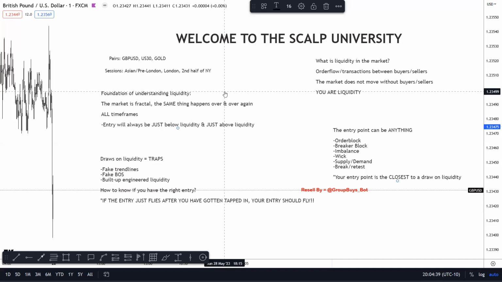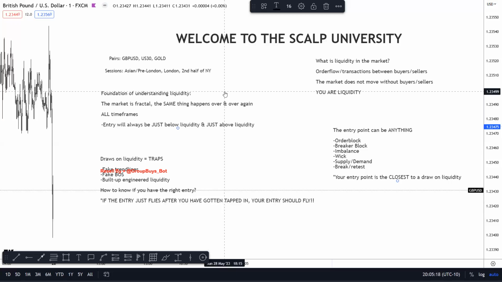I'm definitely going to be going over the foundation on how to understand liquidity from my perspective, how to understand market structure, a little bit more advanced market structure than the basic market structure. Nothing too fancy, just some added tips and a little bit more in depth on that. Understanding liquidity traps within the market, how to identify if we are experiencing a fake break of structure in the market, or a fake area in the market where price is just having a draw on liquidity.